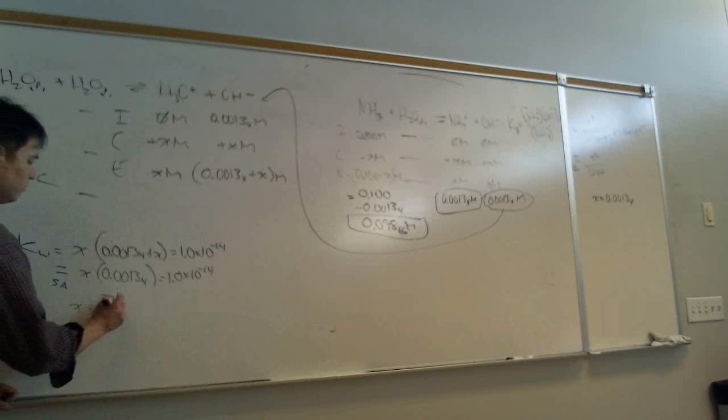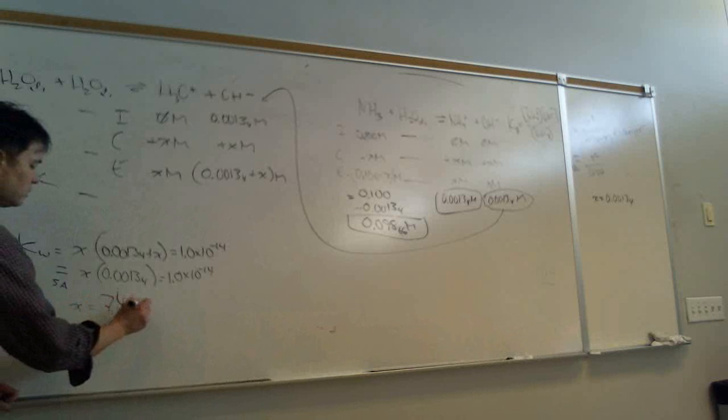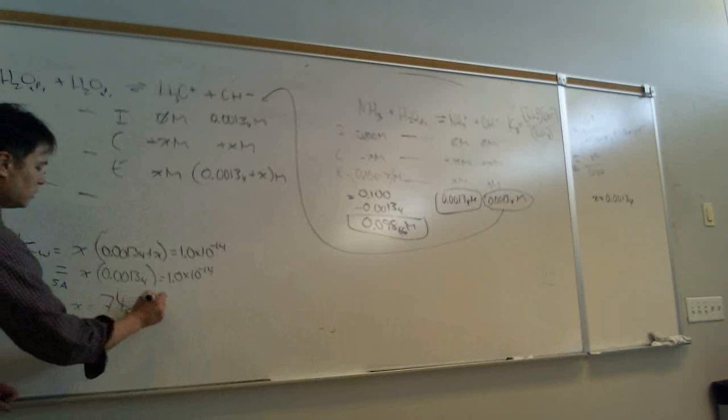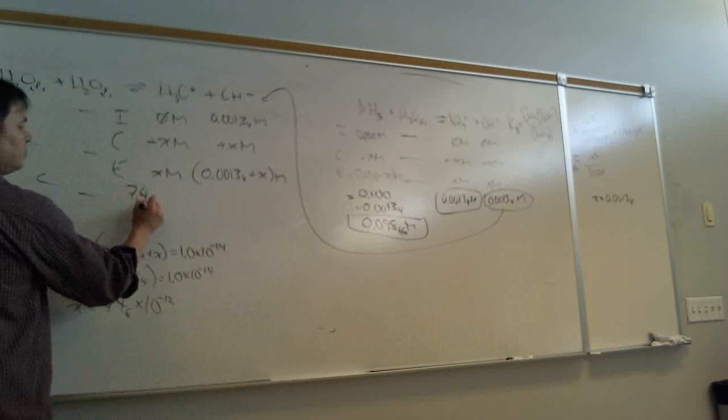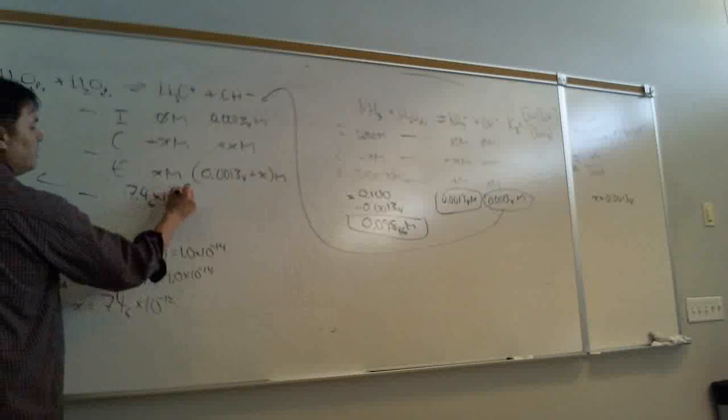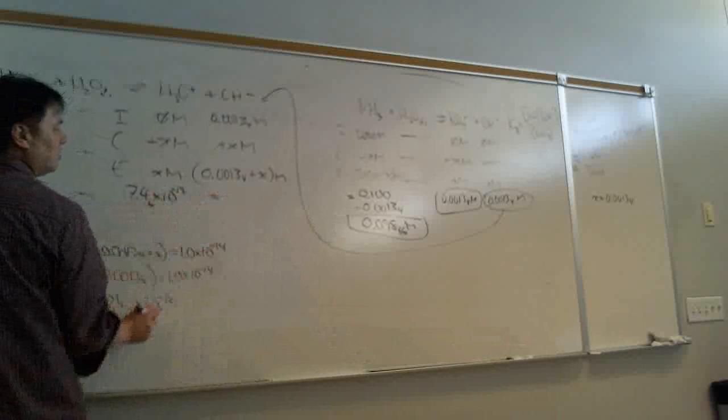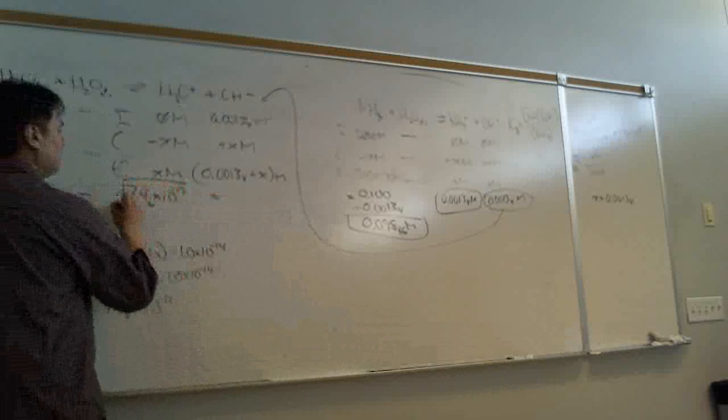7.46 times 10 to the negative 12. And so that means the hydronium ion concentration is 7.46 times 10 to the negative 12, and then the hydroxide. Well, let's go ahead and add that up here.